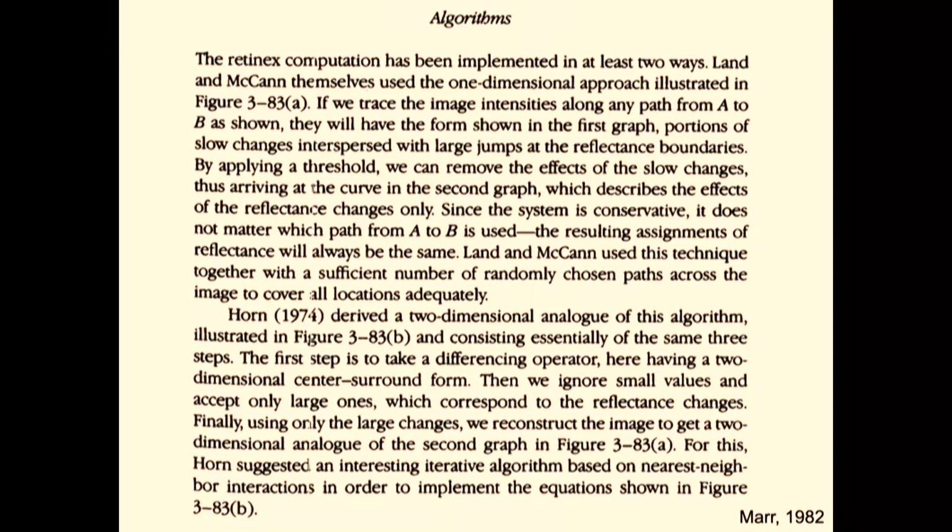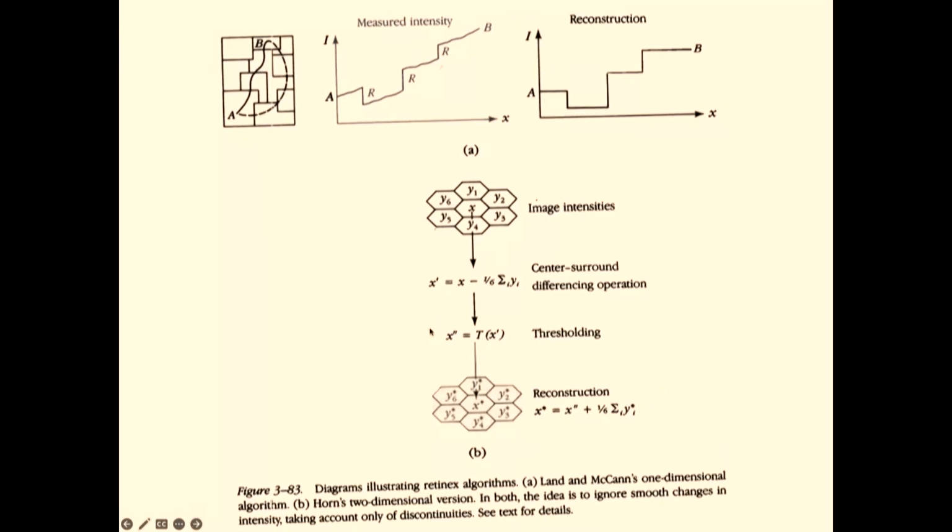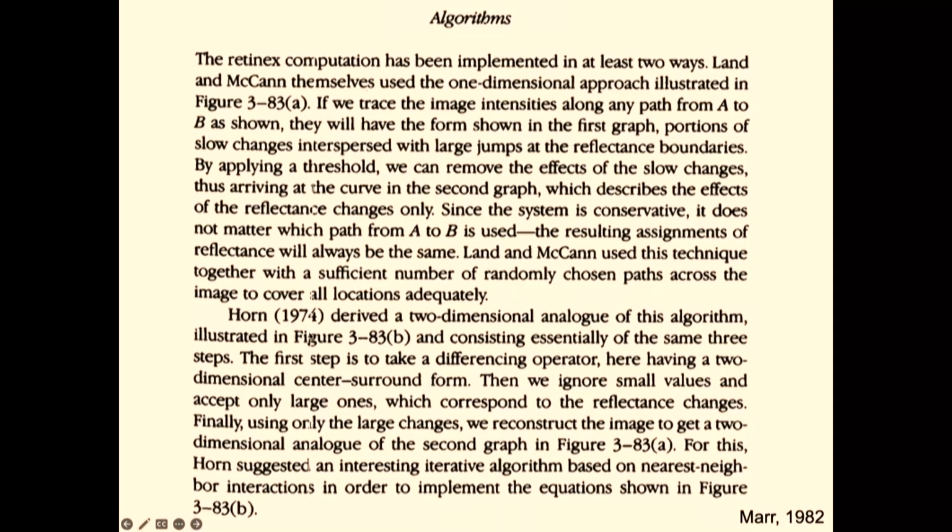Okay. If we trace the image intensities along any path from A to B, they will have the form shown as, blah, blah, blah. Okay. So he talks about this approach. But then he says, Horn, another vision researcher from back in the day, derived a two-dimensional analog of this algorithm, illustrated in figure 383b, which is shown here. Consisting of essentially the same three steps, but now in two-dimensional form. Okay. So these are two different algorithms for solving the same computation. Okay, so a nice example of levels of explanation.